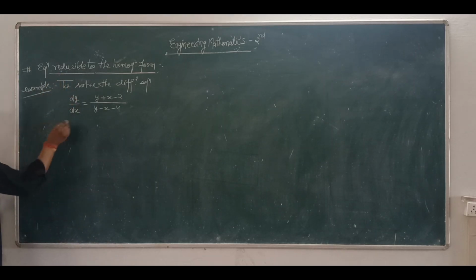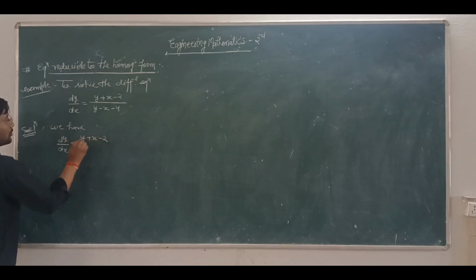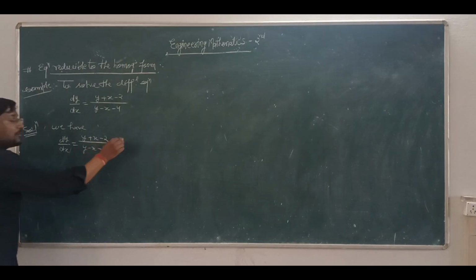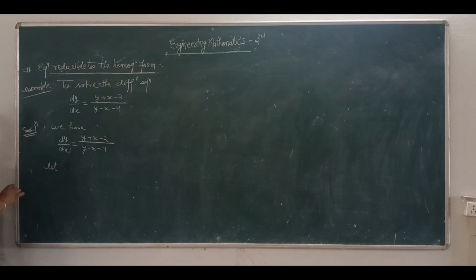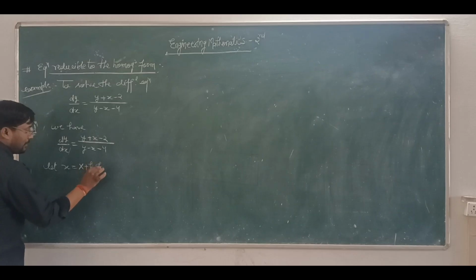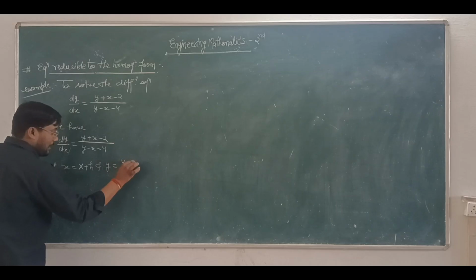First, the solution of the differential equation. We have dy of dx is equal to y plus x minus 2 total upon y minus x minus 4. This is not a homogeneous equation. Now you can reduce it to a homogeneous differential equation. Now you can first let small x is equal to capital X plus h and small y is equal to capital Y plus k.